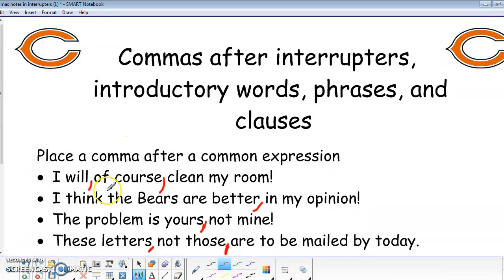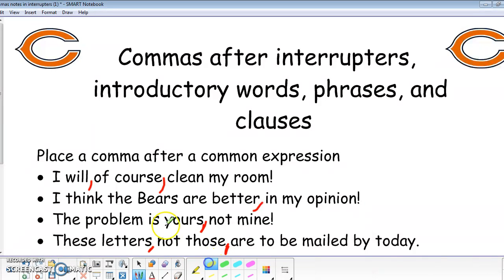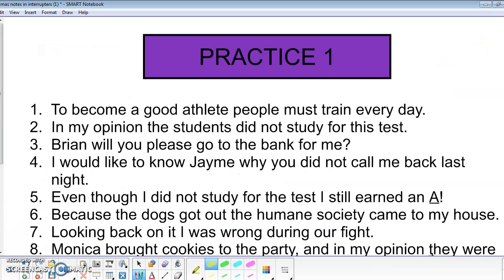Now, if you have commas in the middle of a sentence, what can you do with the stuff between the commas? Yep, you can get rid of it. So I will clean my room. I don't need that. I think the Bears are better. You don't need it, in my opinion. The problem is yours. You can get rid of, not mine. The letters, not those, are to be mailed by today. I can get rid of this stuff in between the commas and it still works.